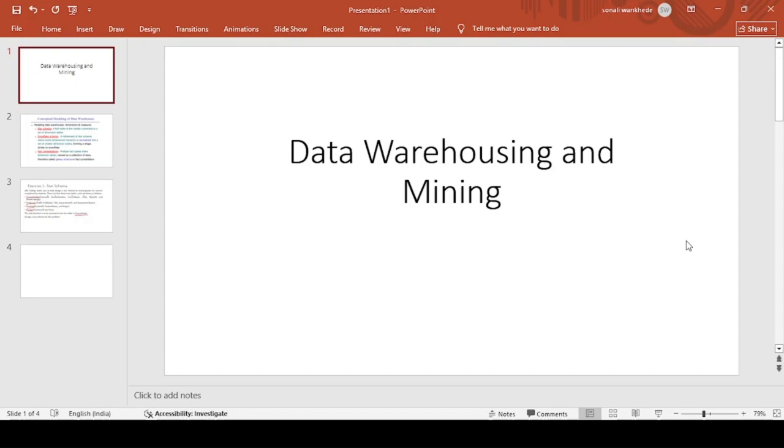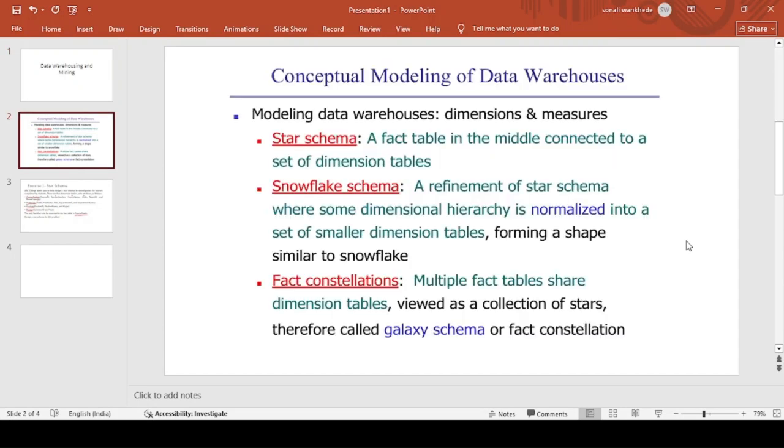We had started with conceptual modeling of data warehouses. There are three types of schemas here: star schema, snowflake schema, and fact constellation. Coming to our first schema, star schema, it is defined as follows: a fact table is placed in the middle, which is connected to a set of dimension tables.